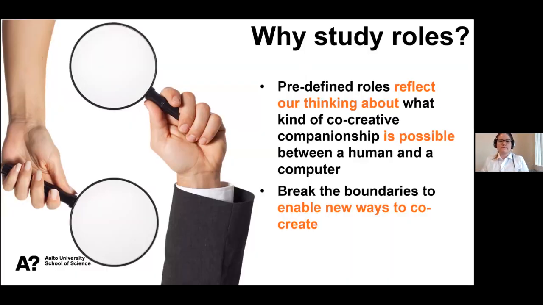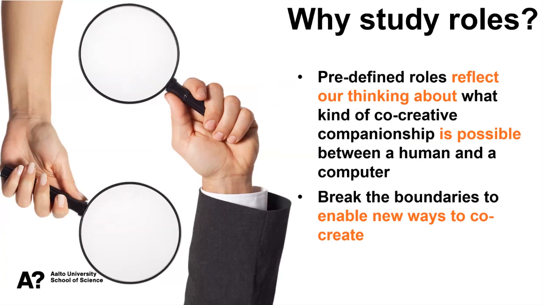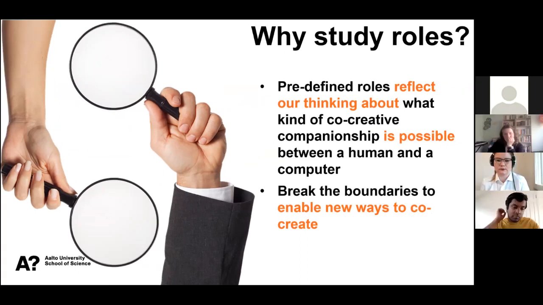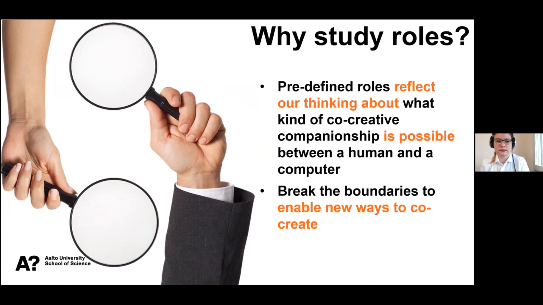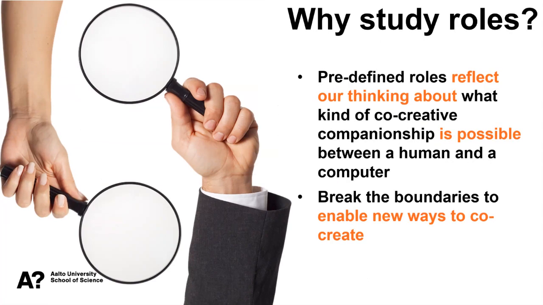So these predefined roles reflect our thinking about what kind of co-creative companionship is possible between a human and a computer. And if we study them, we become more aware of these roles and these boundaries that basically hold co-creative systems in place, and may restrict our thinking and ability to design new systems that are able to co-create in more novel and perhaps even more effective ways.